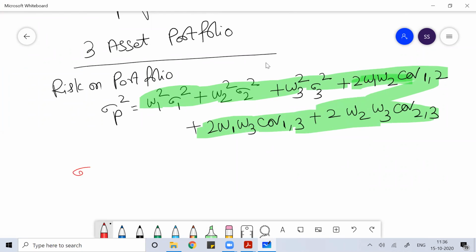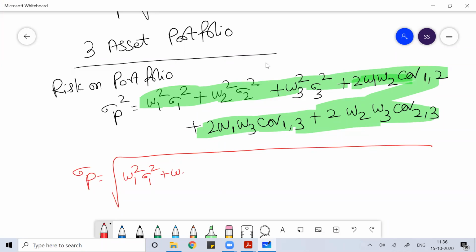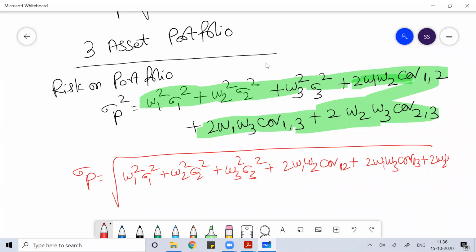If you want the standard deviation of the portfolio, that will be the square root of W1 square sigma 1 square plus W2 square sigma 2 square plus W3 square sigma 3 square plus 2 W1 W2 covariance between 1 and 2 plus 2 W1 W3 into covariance between 1 and 3 plus 2 W2 W3 into covariance between 2 and 3. This is the standard deviation of the portfolio.